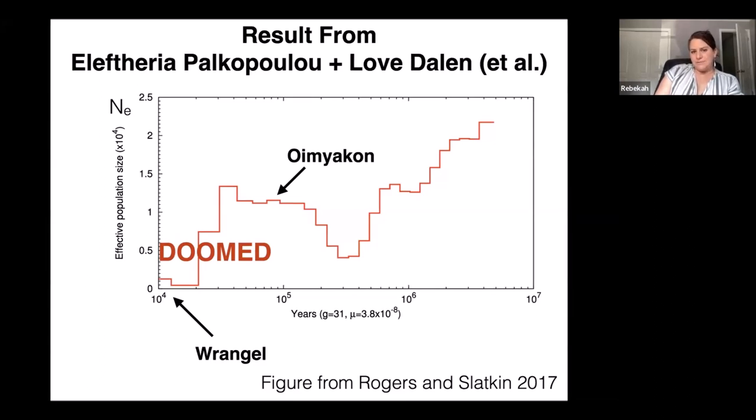Again, if you can do bioinformatics and genomics and enough population genetic modeling, you can read the genetic stories that are written in these genomes. So we see a different story in the Wrangel Island mammoth compared to the Oimyakon mammoth in terms of the past population sizes. And that was the result that they published in this paper from Palkopoulou and Dalén. The first day that they released the data, I pressed download.